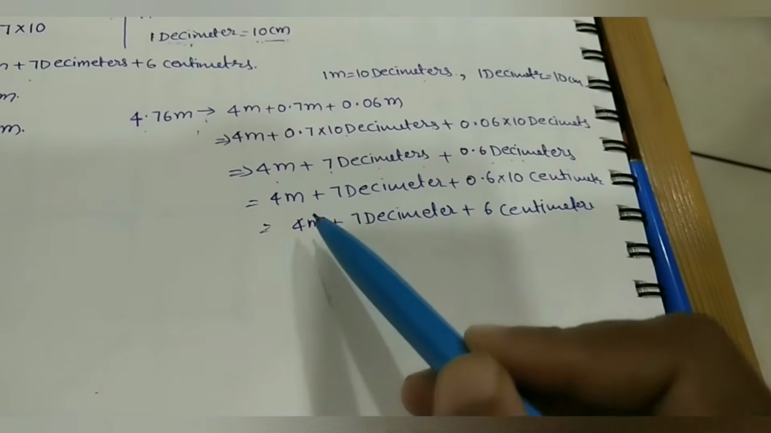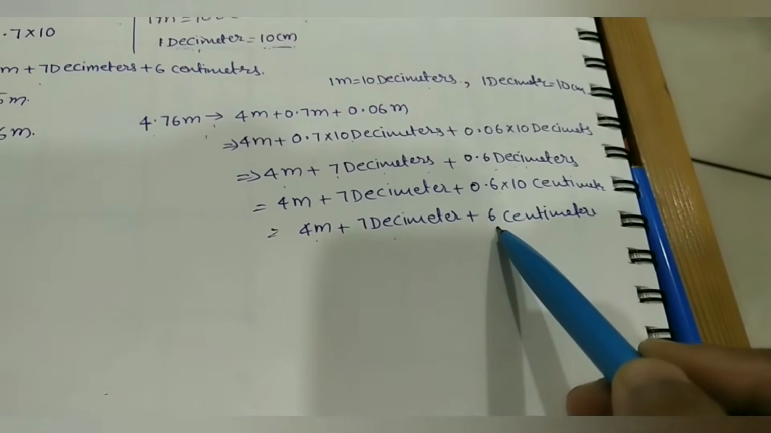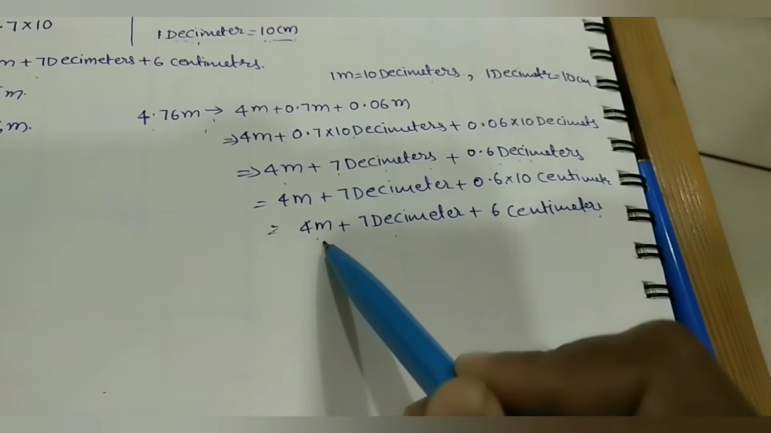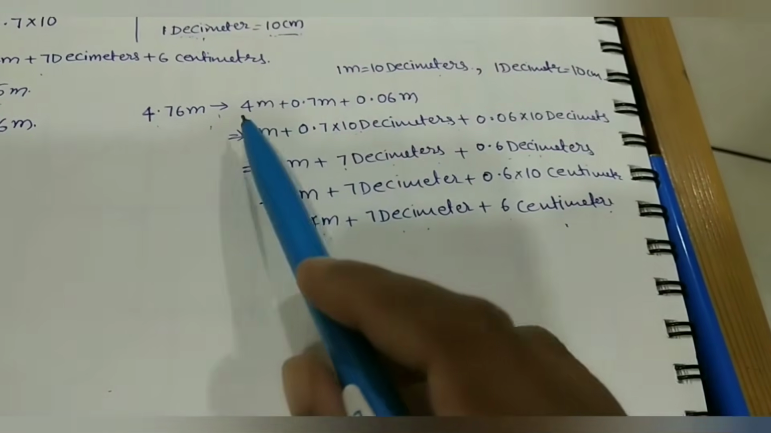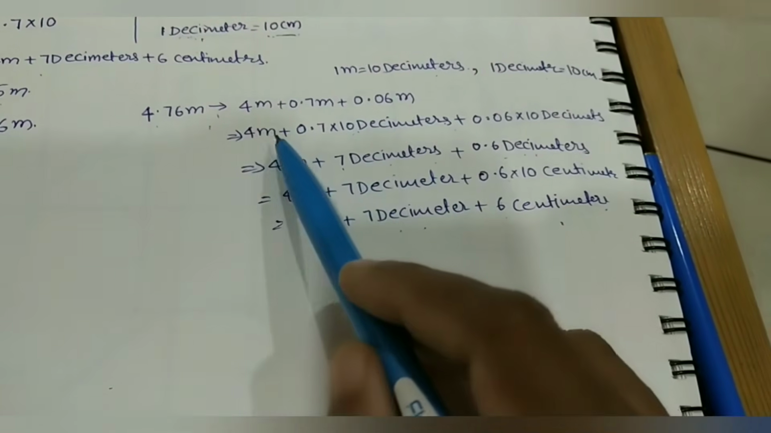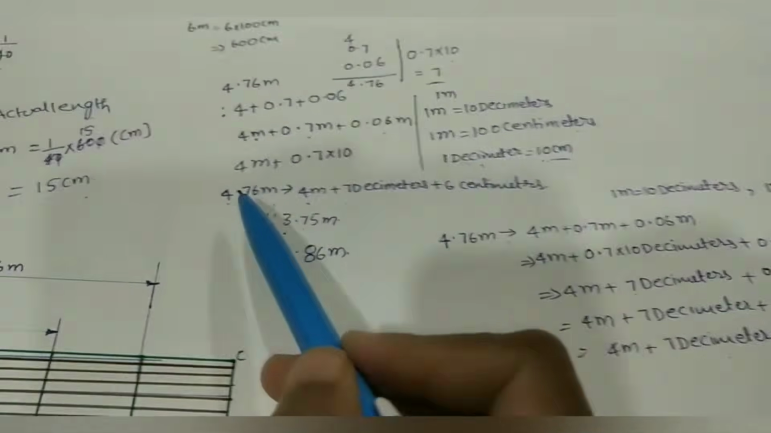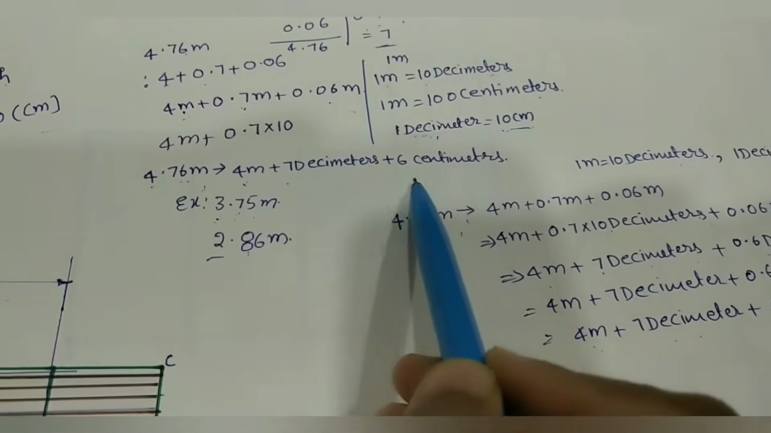Okay, now here we are getting 4 meters 7 decimeters, 0.6 into 10 means 6 centimeters. So here we can mark this value: meters value, decimeter value, centimeter value. We can expand this form and convert according to the given units. The same thing I have written here: 4.76 meters means 4 meters 7 decimeters 6 centimeters.